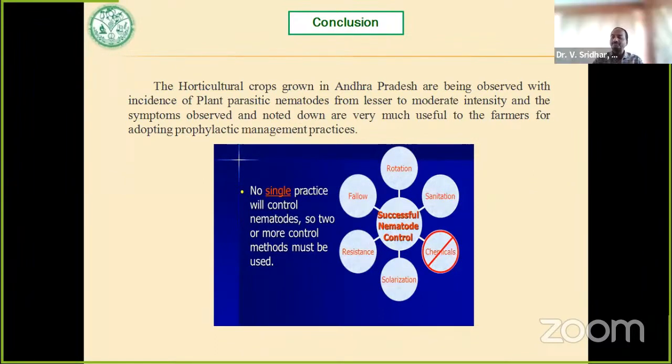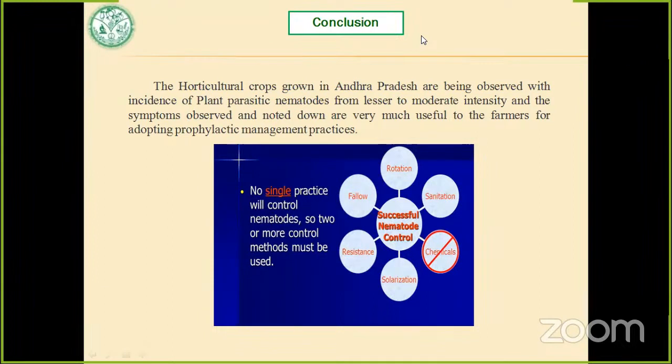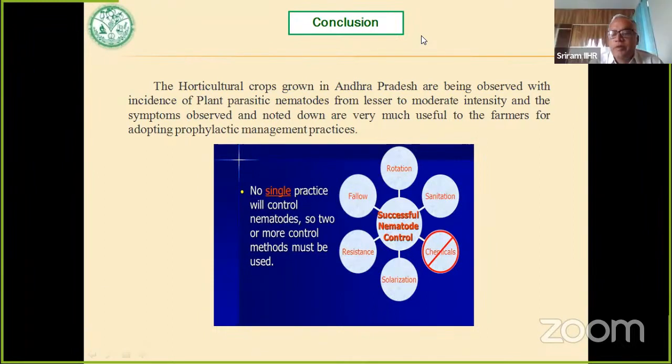Thank you, Dr. Kishore. Thank you so much. Any other questions? Any other participants? If no other question, we will go to the next presentation by Mr. P. Naveen Kumar: Disease Management of Collar Rot in Elephant Foot Yam.